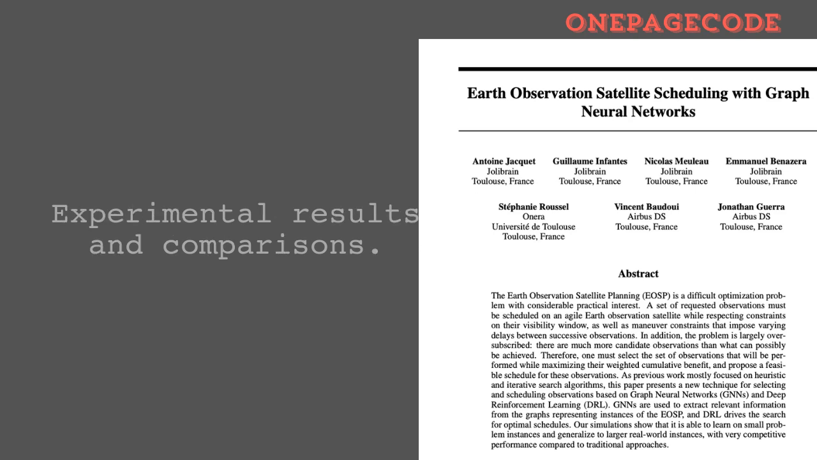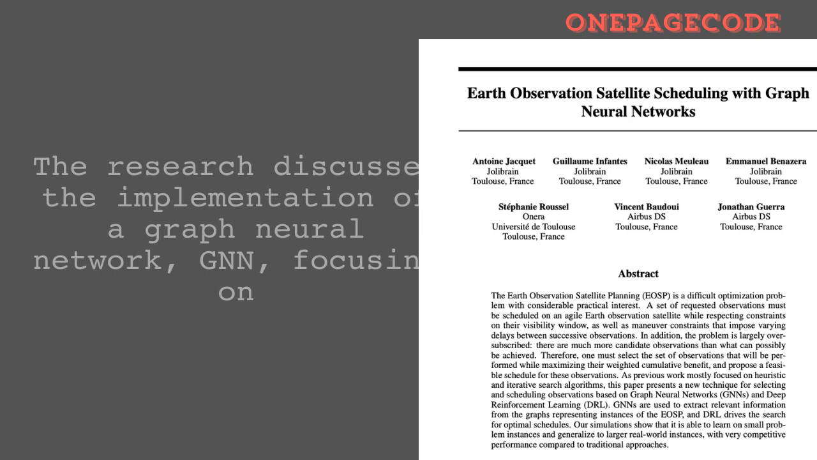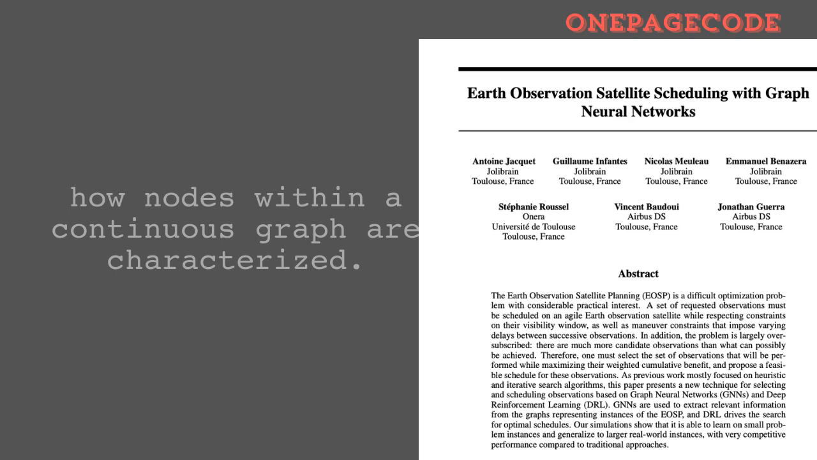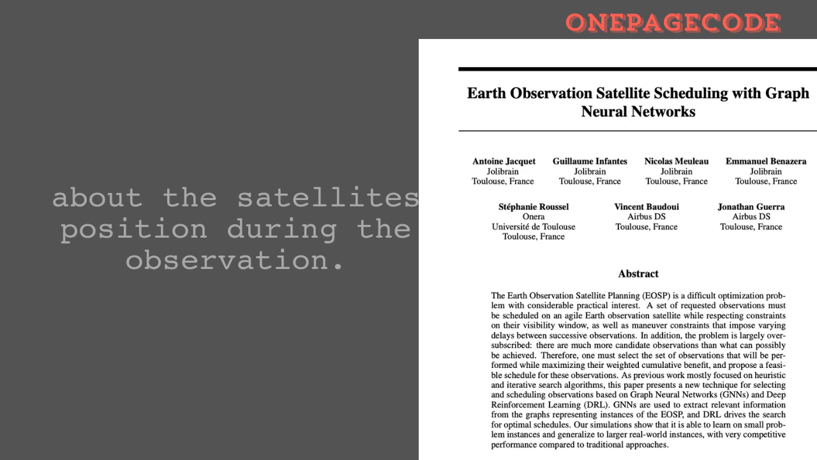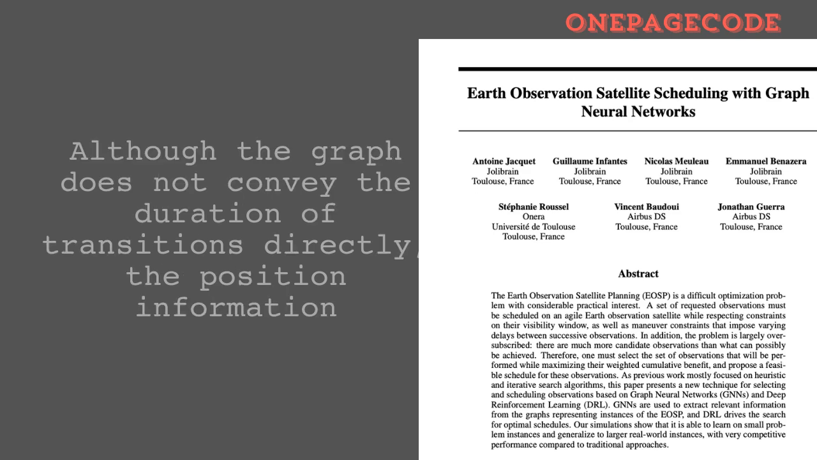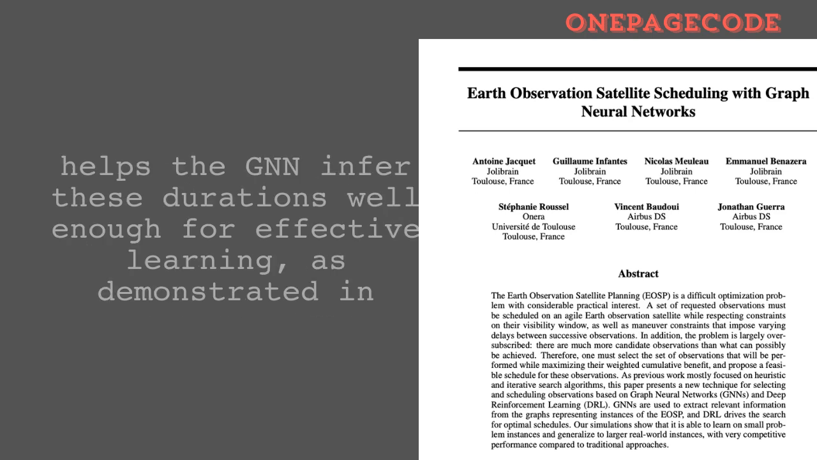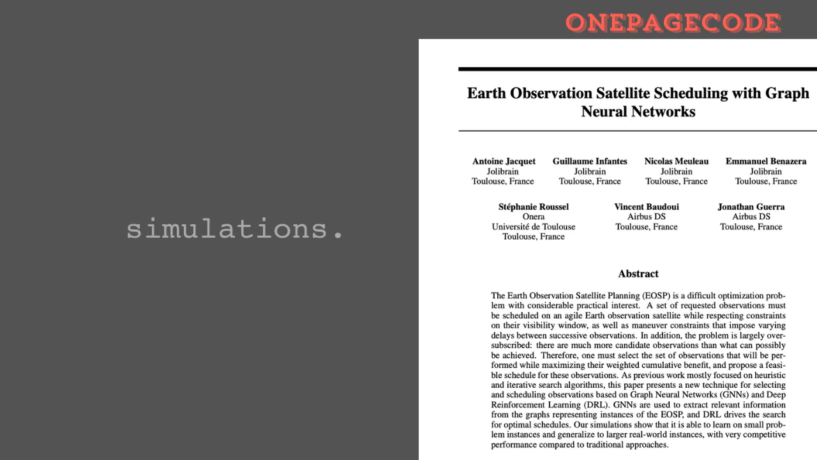Experimental results and comparisons. The research discusses the implementation of a graph neural network, GNN, focusing on how nodes within a continuous graph are characterized. Each node is labeled based on the specific context of its observation, which includes details about the satellite's position during the observation. Although the graph does not convey the duration of transitions directly, the position information helps the GNN infer these durations well enough for effective learning, as demonstrated in simulations.